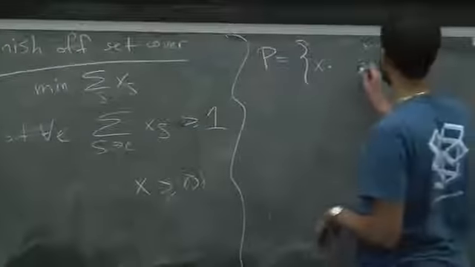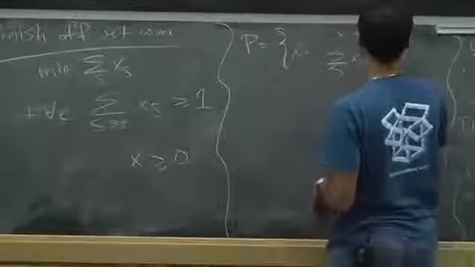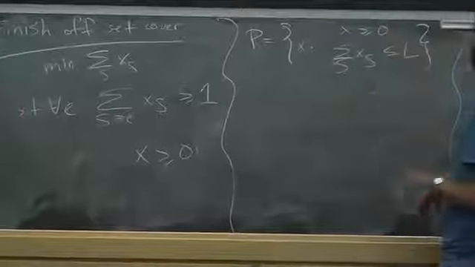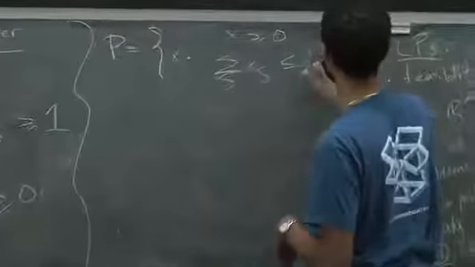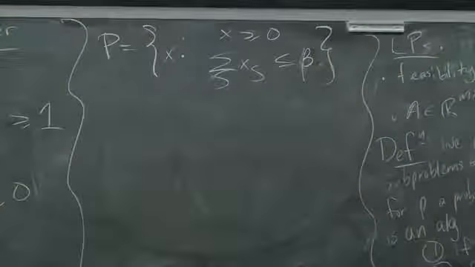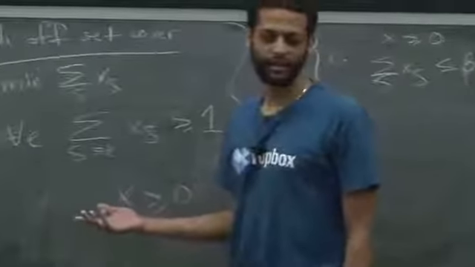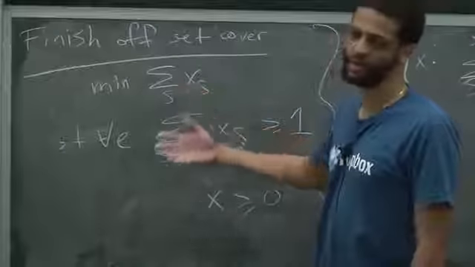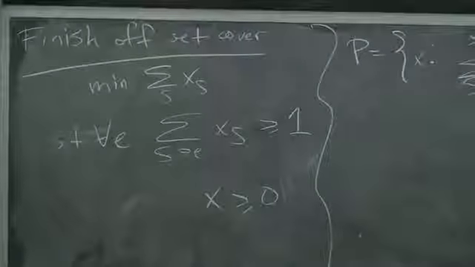And second of all, the sum over x of s's should be at most L. Or I think, did I say alpha last time? Whatever. Should be at most beta. Okay? And the point is, we know that if there are m sets, we know that opt is somewhere between 1 and m, right? So we could just binary search.